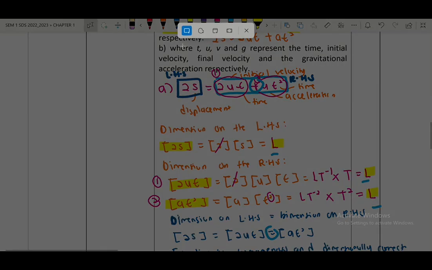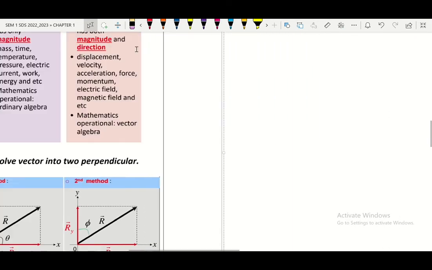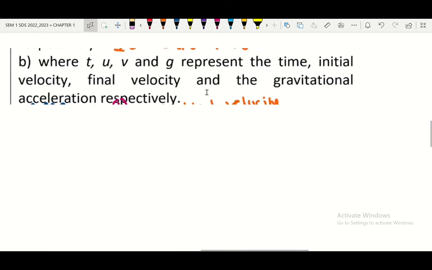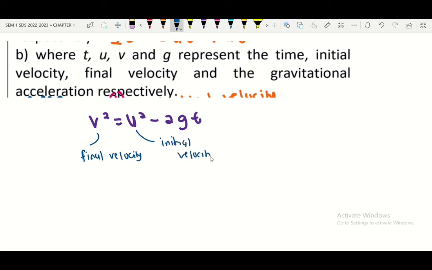Okay, let's do B together. Okay, mari kita buat B together. So B pun mesti lupa bagi equation. Faham je lah, kadang-kadang manusia ni terlupa. Okay, so B, equation dia adalah V squared equals to U squared minus 2GT. So di mana V dia adalah final velocity, U dia adalah initial velocity, G adalah gravitational acceleration. Okay, nampak tak dia ada perkataan acceleration ya? Dan T adalah time. So, disuruh check juga sama ada equation ni adalah dimensionally correct or not.